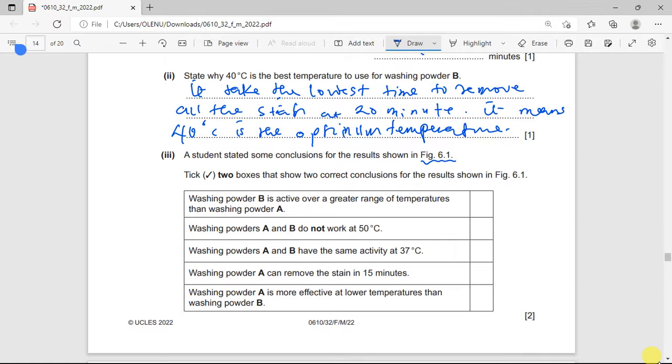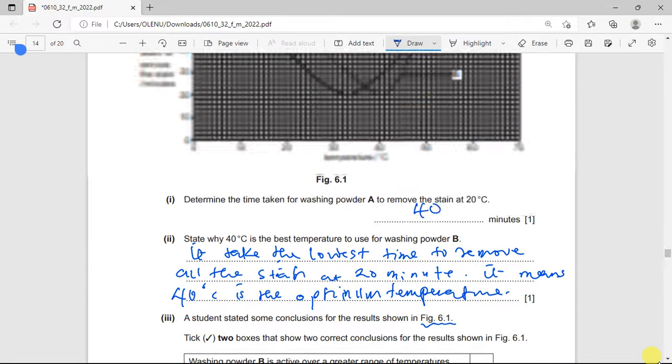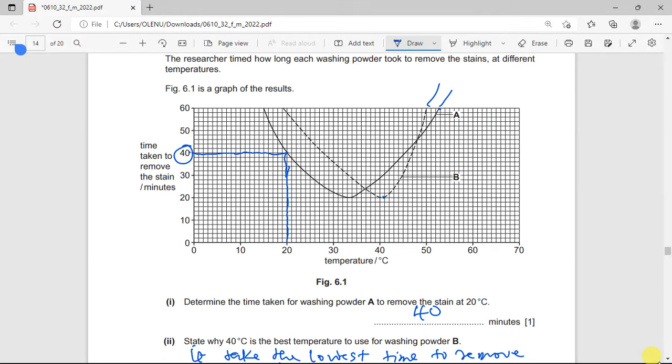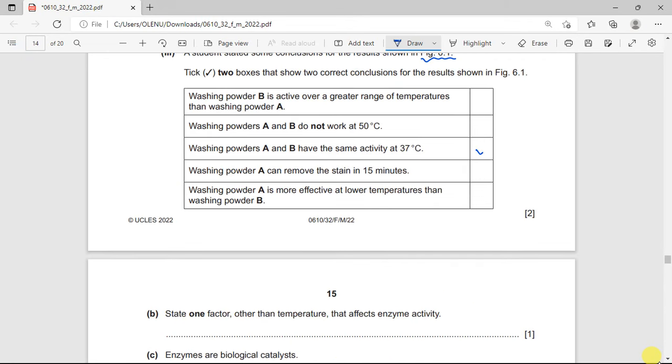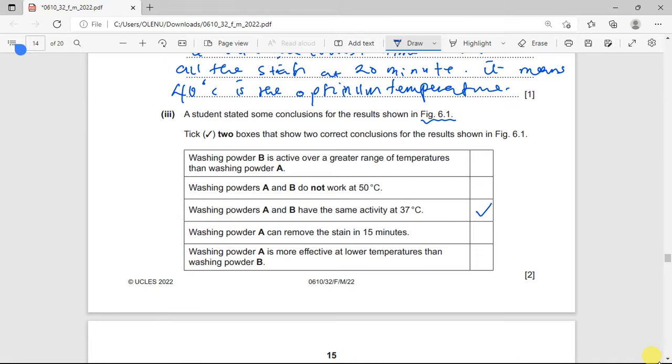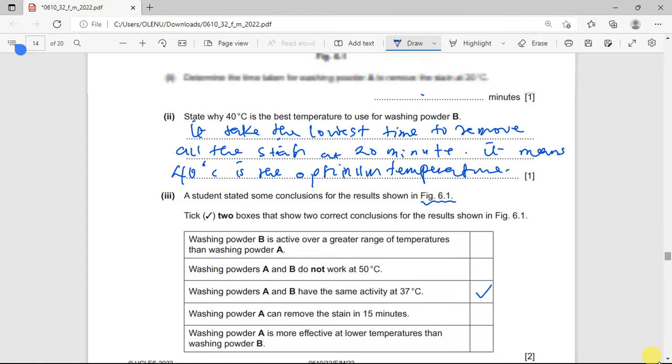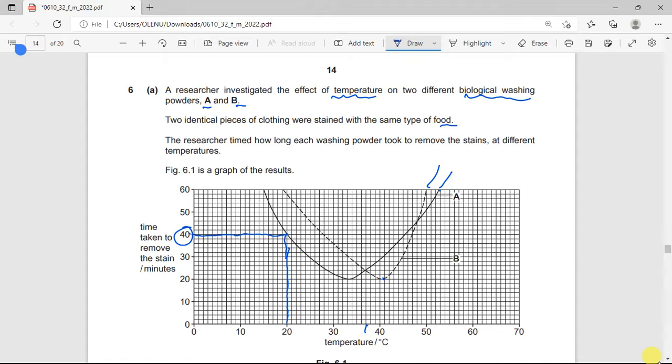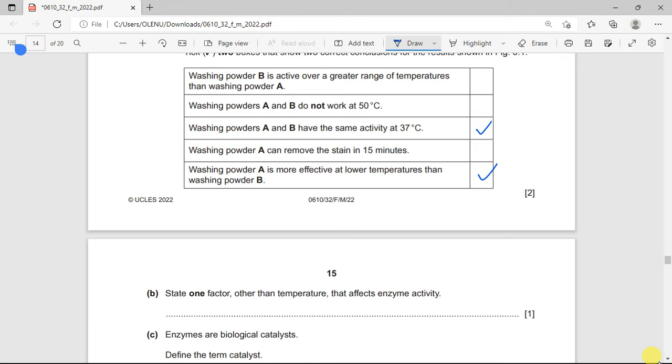Washing powder A and B have the same activity at 37 degrees Celsius. Check where both of them meet. They meet here. Yeah, that's 37, so that's correct. Washing powder A can remove the stain in 15 minutes. There is none that can remove the stain in 15 minutes. The best is 20 minutes, so that's wrong. Since it's two boxes, washing powder A is more effective at lower temperature than washing powder B. Washing powder A is active at approximately 15 degrees Celsius, while washing powder B only starts at 20 degrees Celsius. So that's correct. That's the two correct answers.